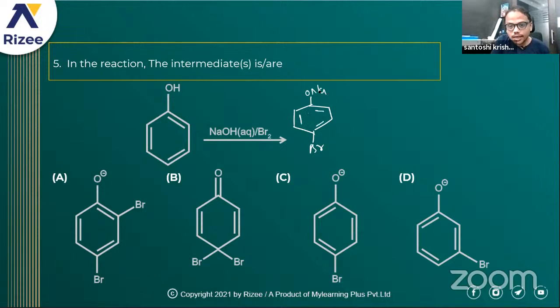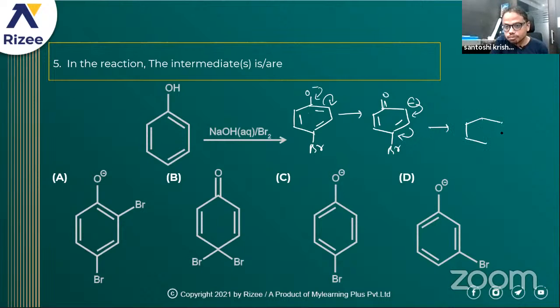Okay. Now I can write this one as O minus group without writing ONa. So what happens? Now this formation will be there. So double bond, double bond, double bond. Here the negative charge will be there, and the bromine atom. Again, this negative charge will go there and this will come here.